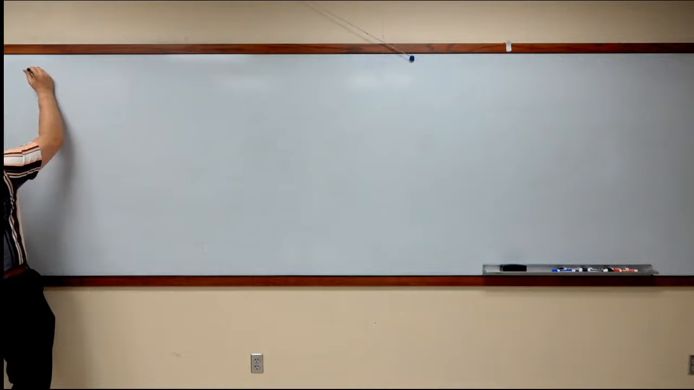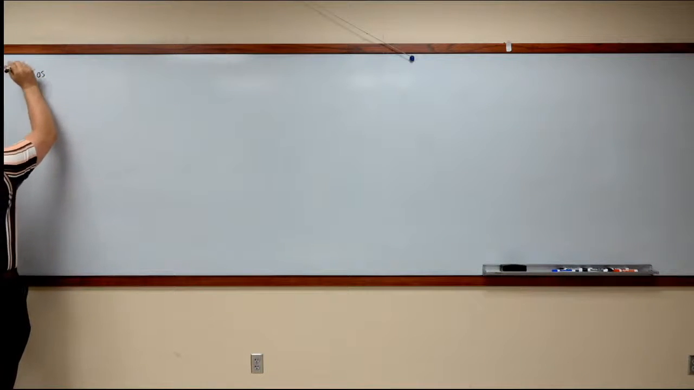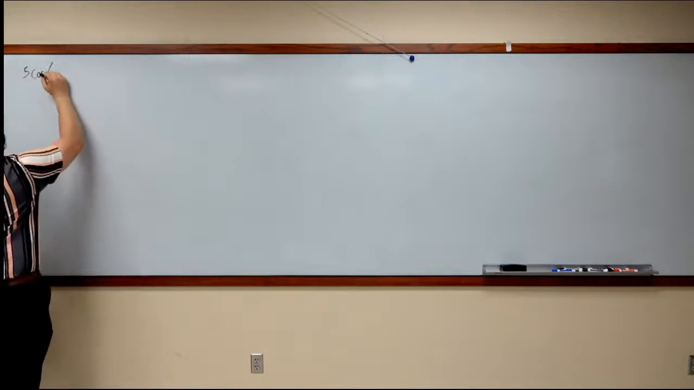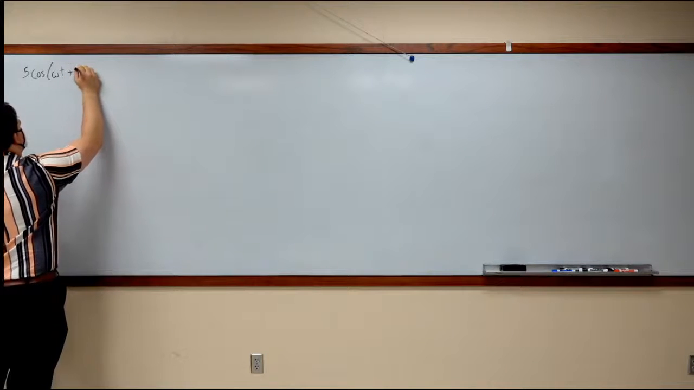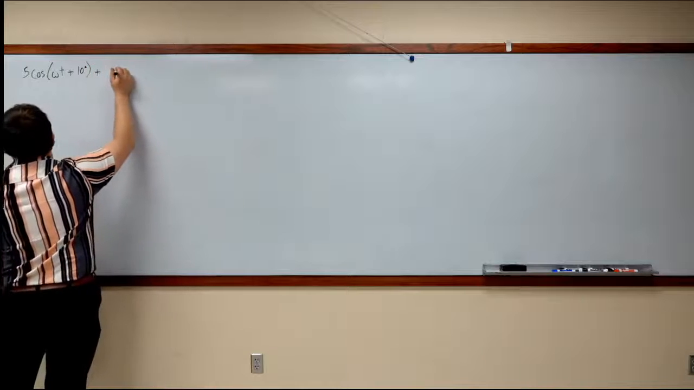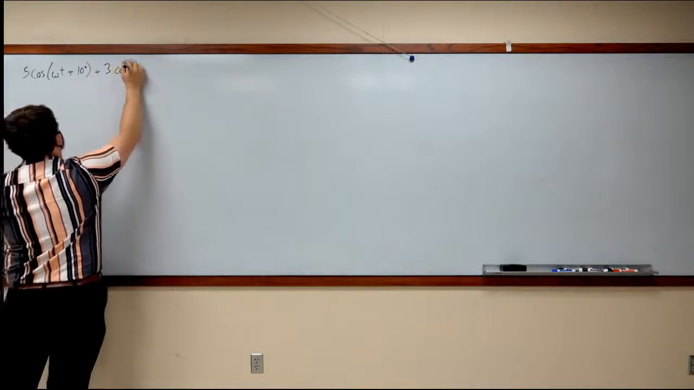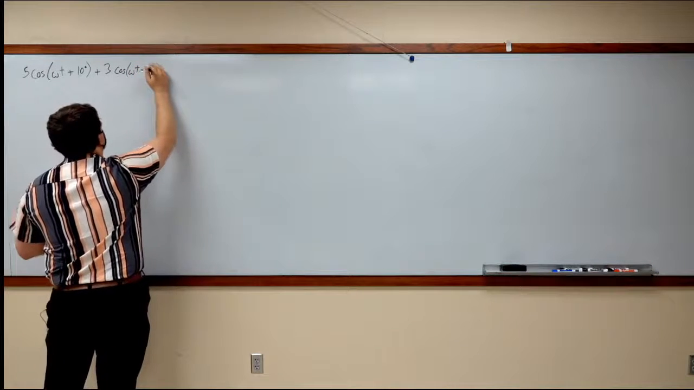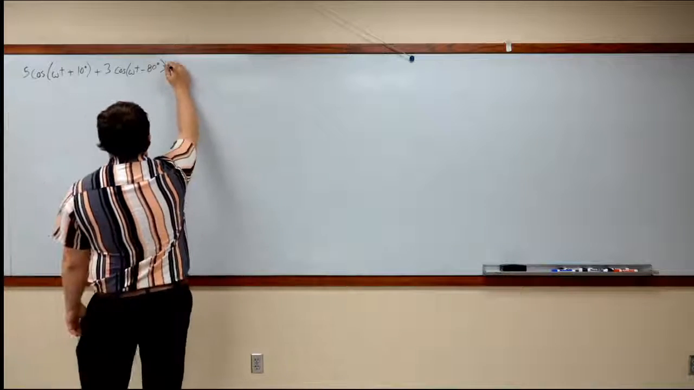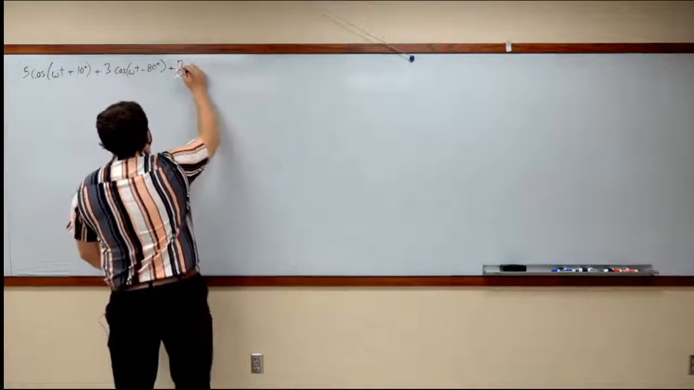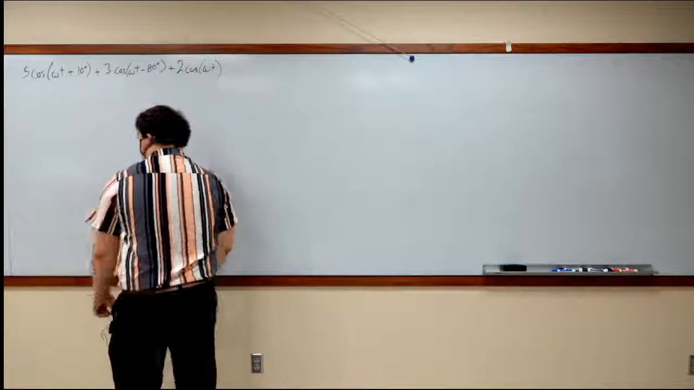All right, so the problem I'm giving you is we have two functions. We're going to go ahead and say it's 5 cosine omega t plus 10 degrees plus 3 cosine omega t minus 80 degrees. And you know what? For funsies, let's add the third one here. Plus 2 cosine omega t. Because why not?